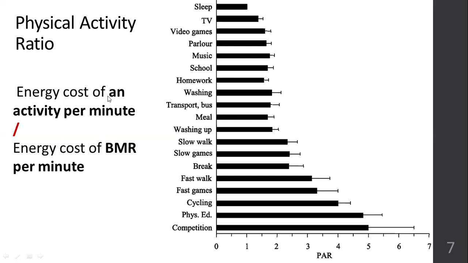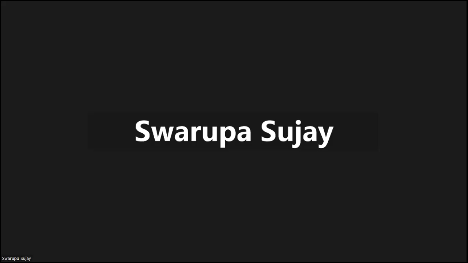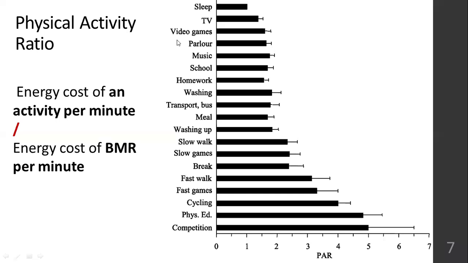Okay, energy cost of an activity per minute, that you get from this kind of graph. So for example, let's say slow walk. The person is going for a slow walk. Okay, there is an energy cost that is low. Am I audible? Is my screen visible?